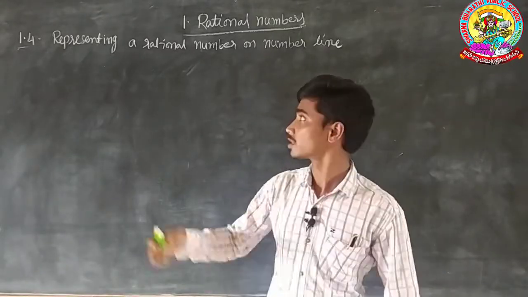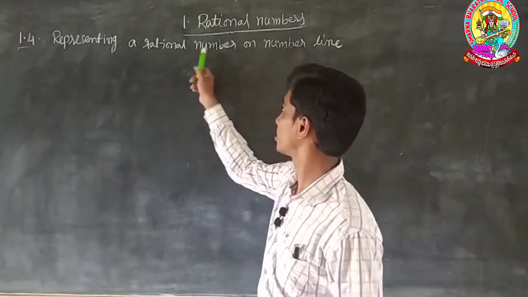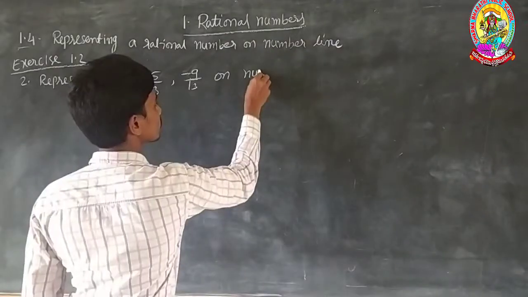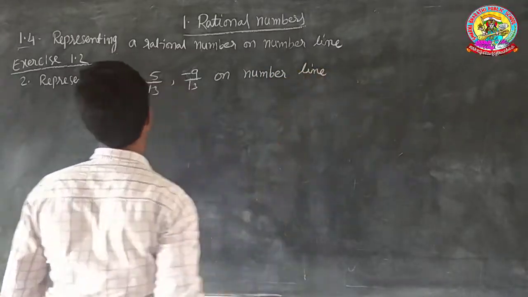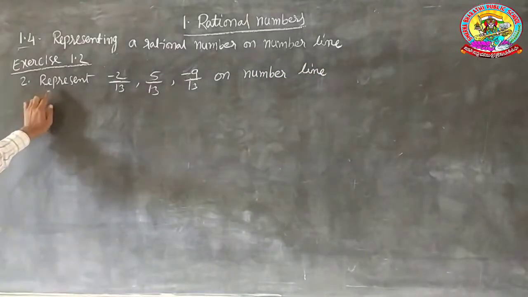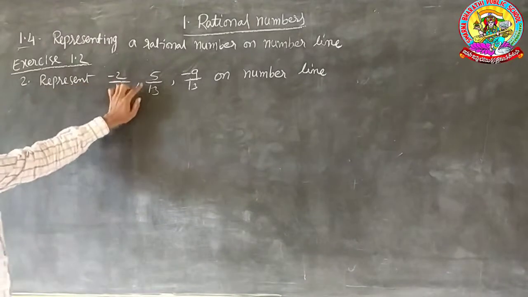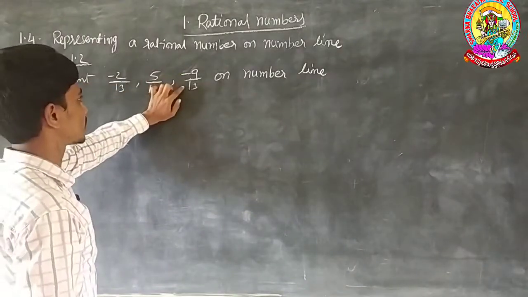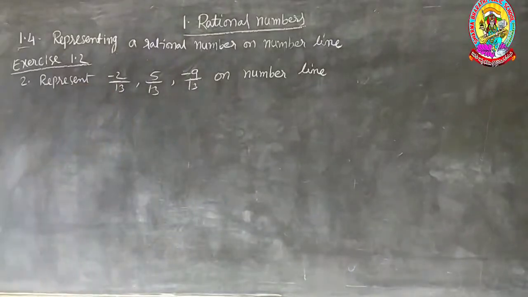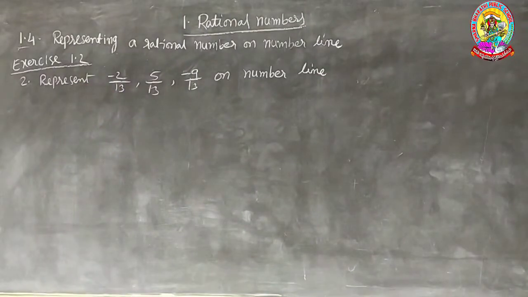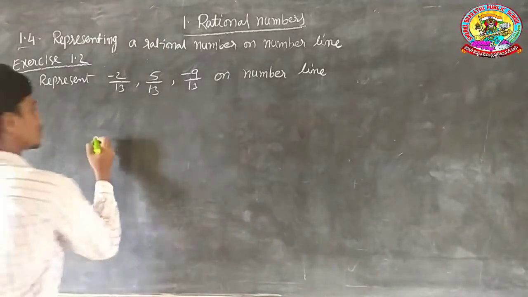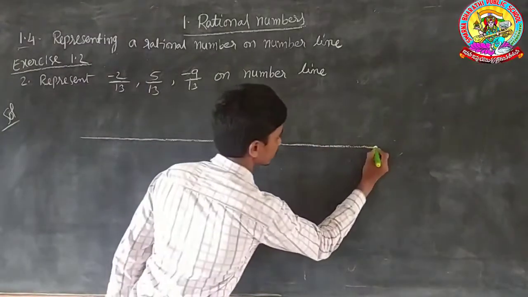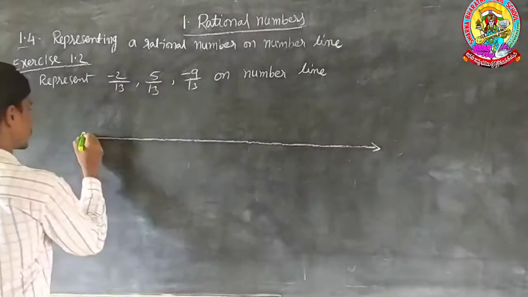Now we are going to learn the topic representing a rational number on a number line. So, the second sum is: represent minus 2 by 13, 5 by 13, minus 9 by 13 on a number line. For this, take a number line to represent.